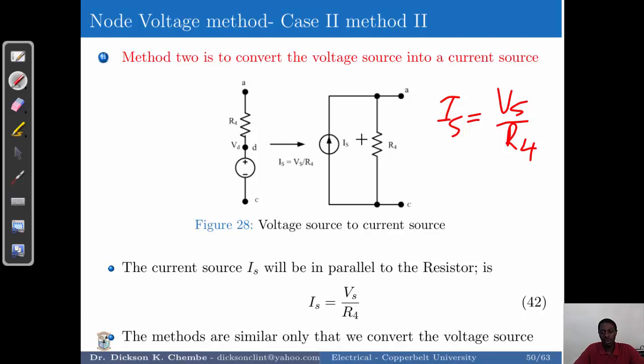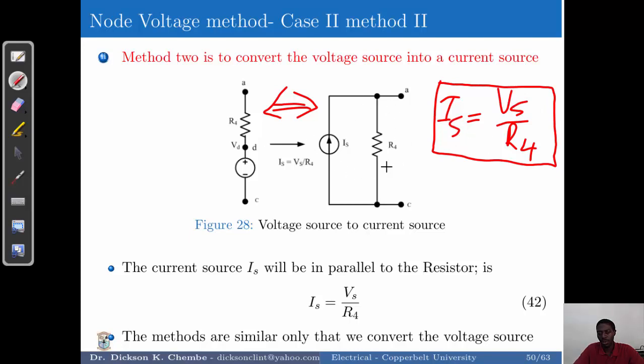This method is going to be noticed also when we discuss Thevenin's and Norton's theorem. You can use source transformation. These methods are interchangeable by using this equation. You can also make the voltage source the subject of the formula and convert the current source into a voltage source scenario.